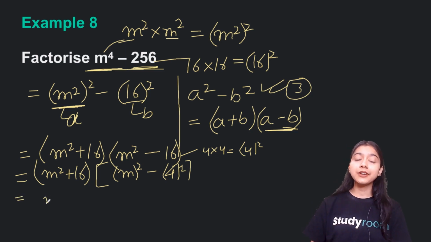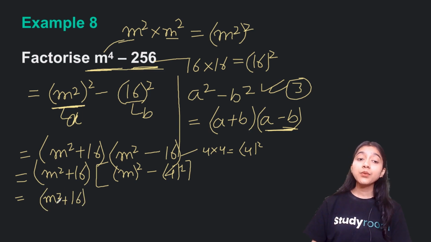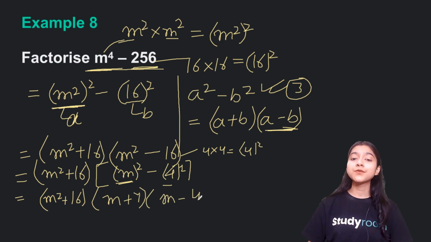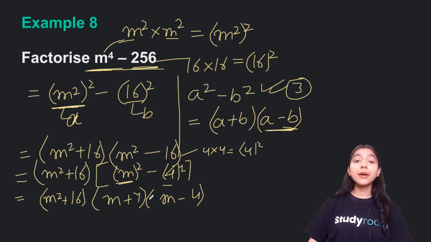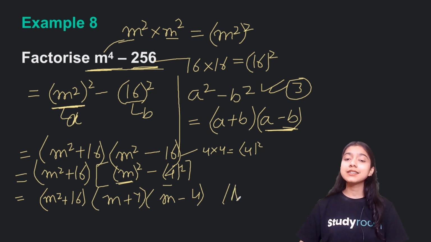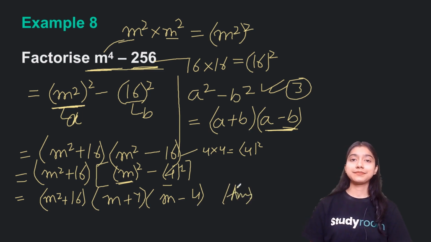So over here we have m square plus 16, and then what we'll have is, the first thing we'll have is m plus 4, because a square minus b square is a plus b. So we'll have m plus 4. And this will be multiplied with m minus 4, because a square minus b square is equal to a plus b multiplied with a minus b. So this is our final answer.